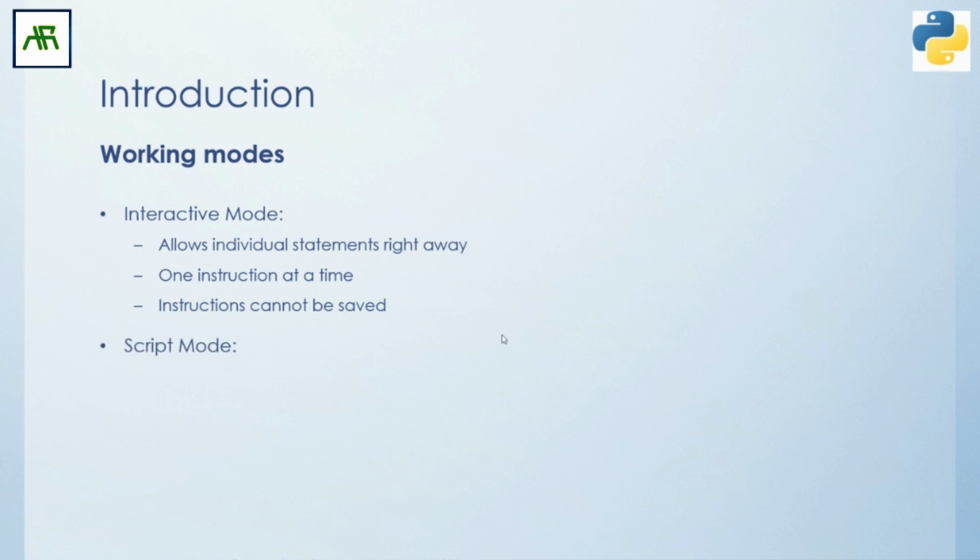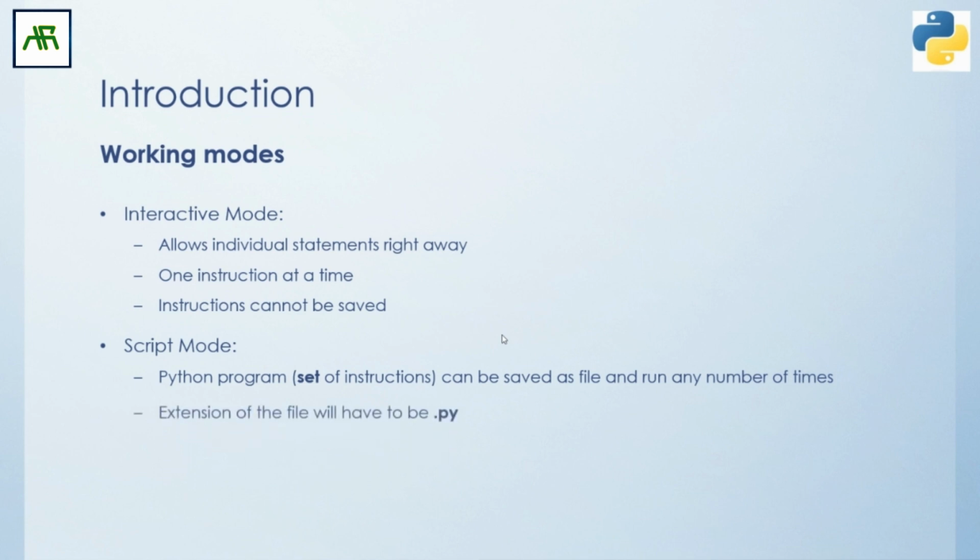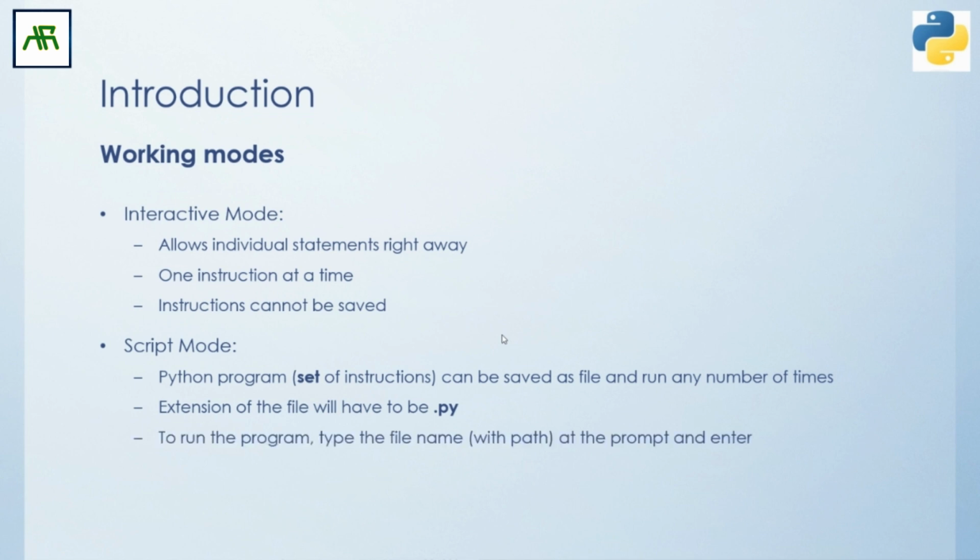The next mode is script mode. In this mode, a set of instructions can be saved as a Python program. The extension is .py. It can be saved as a file and executed any number of times on demand. To run the program, type the file name with the path at the prompt, or go into the IDLE and go for the Run Module option of the Run menu.